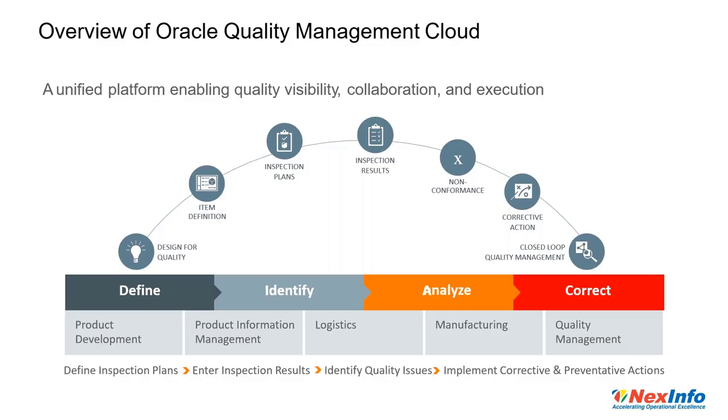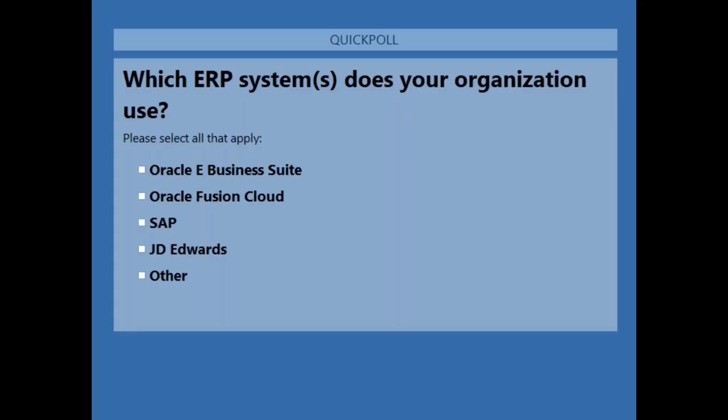So having said that, because Quality Management Cloud is based on the Oracle Fusion Cloud platform, I would like to understand a brief background from you all on what systems you're currently using in your manufacturing process. So I'm launching one more poll. Let me know if you can see it, and then you can respond to it. So the question here is, are you currently using E-Business Suite, Fusion Cloud, SAP, JD Edwards, or any other system today for your manufacturing and business operations?